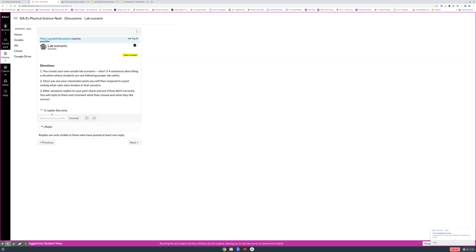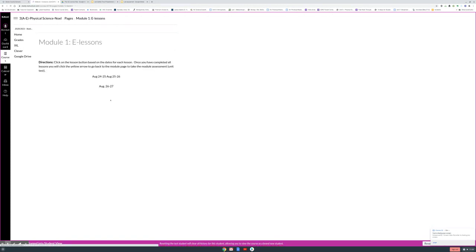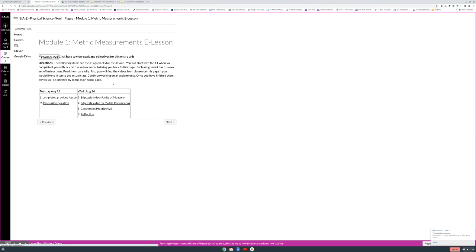So you've got 2 replies I'm looking for this time. Then you're going to click on the back yellow button. And notice for Tuesday, it says next lesson. Click on the yellow arrow, which you don't see here because it's a broken image. I've got to figure out what's going on. And go to the next lesson and do the discussion. So you're going to click here. The next lesson is metric measurements. You'll click here and you will just do the discussion on Tuesday. And then you're finished.